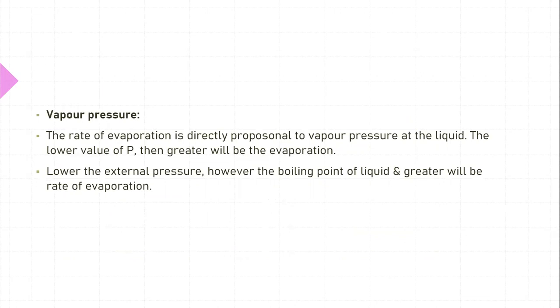The rate of evaporation is directly proportional to the vapor pressure of the liquid. The lower the value of P, the greater will be the evaporation. It is inversely related to the external pressure: the lower the external pressure, the lower the boiling point of the liquid and the greater the rate of evaporation.